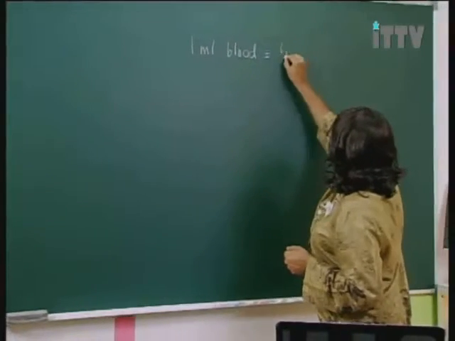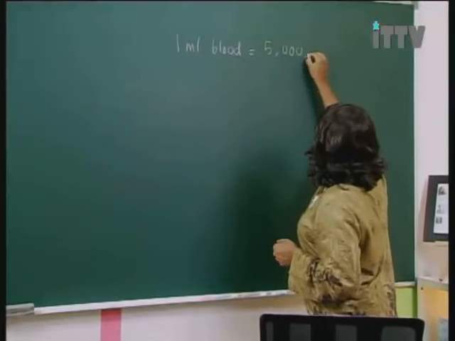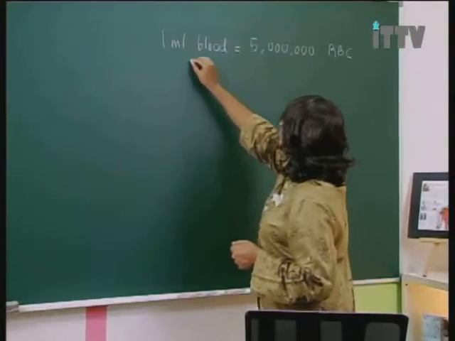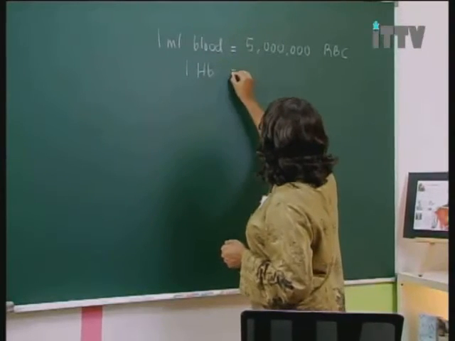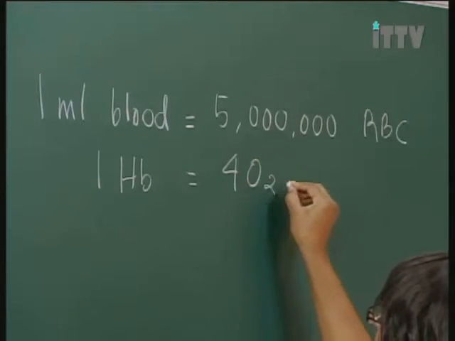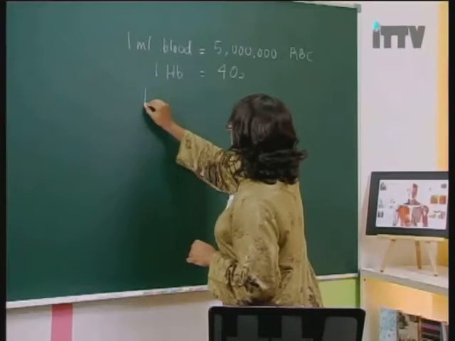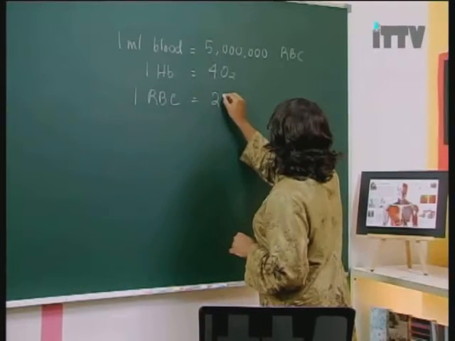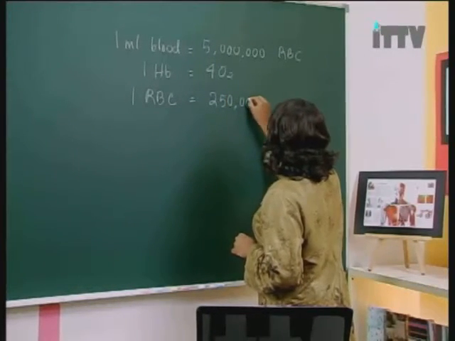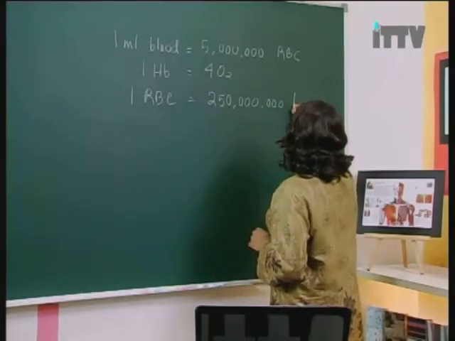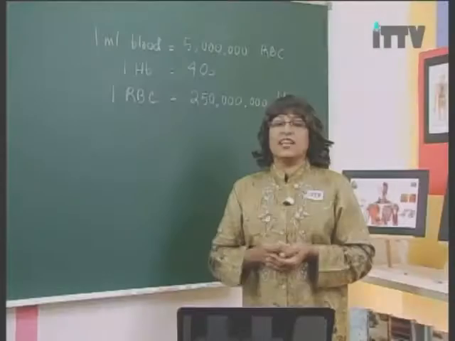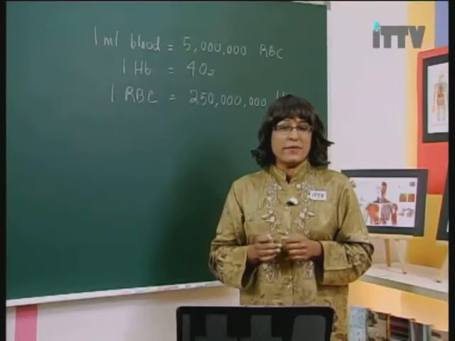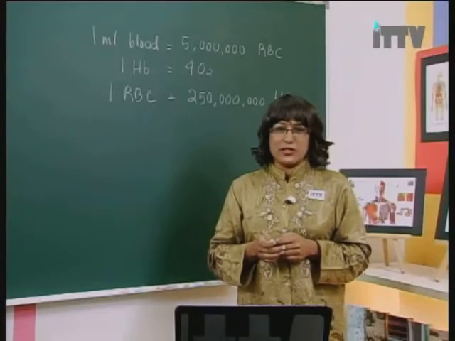has 5 million red blood cells. 1 hemoglobin molecule can carry 4 oxygen molecules. 1 red blood cell can carry 250 million hemoglobin molecules. Now, can you imagine how much oxygen is carried by 1 milliliter of blood? A simple math will do.